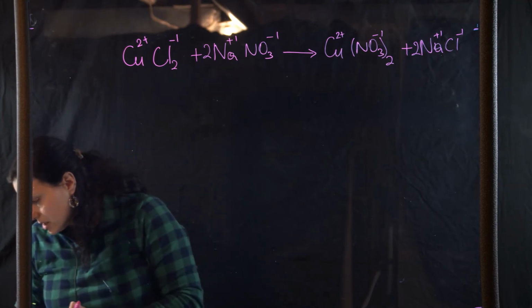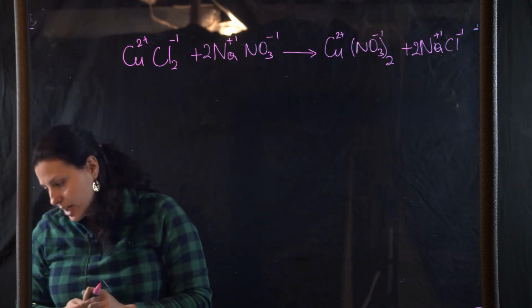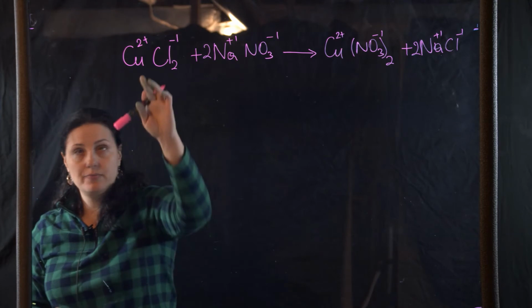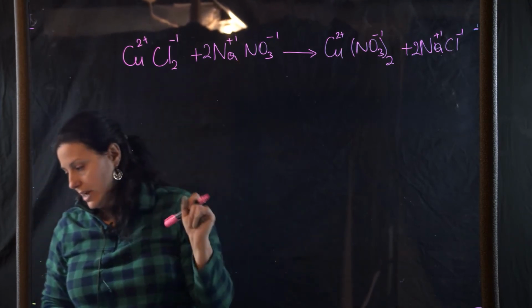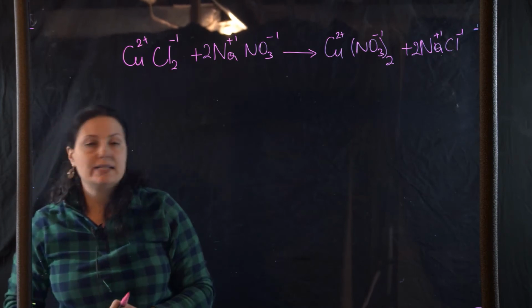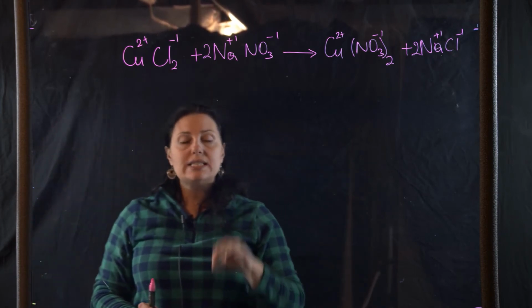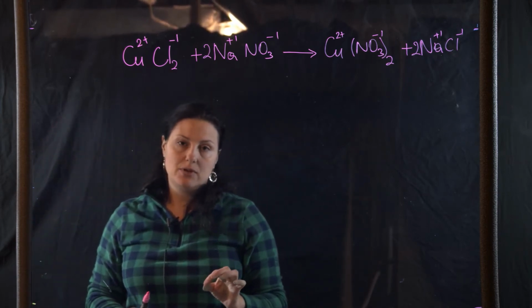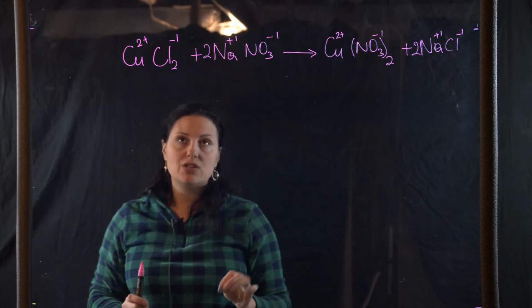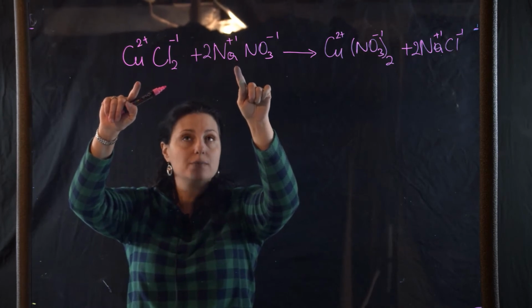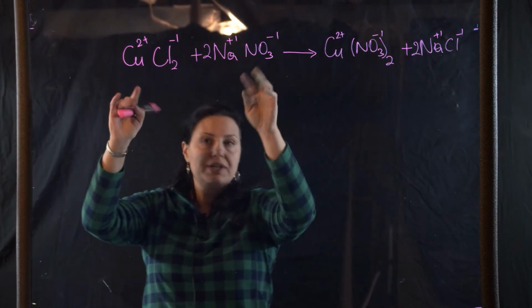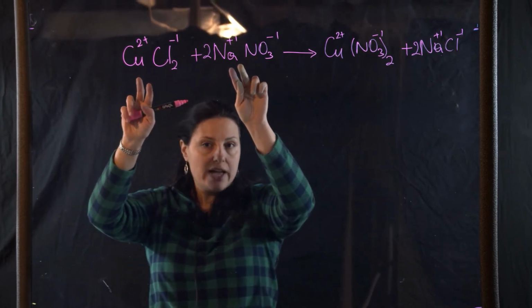Now let's continue. If 15 grams of copper 2 chloride react with 20 grams of sodium nitrate, how much sodium chloride can be formed? Notice that when you have these types of problems with limiting reagents, you will be given both amounts in grams or moles, but typically in grams of each reactant.